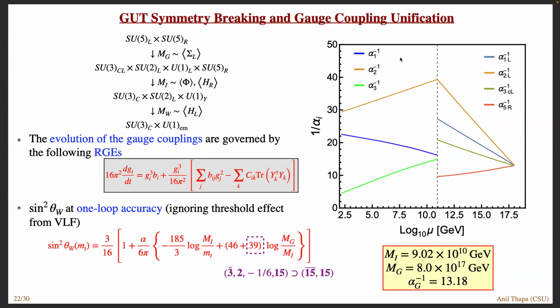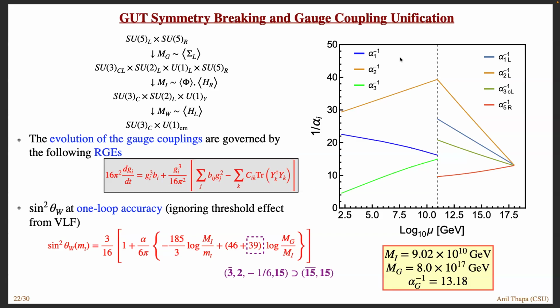For sin square theta W, without intermediate scale breaking you just have this first term, which becomes smaller and smaller. With intermediate scale breaking, you are adding an additional term, which comes from this prime by 15, essential for unification. Once you have all this, you have gauge coupling unification, where there is an intermediate scale breaking which happens at 9 times 10 to the 10. This is one of the solutions.